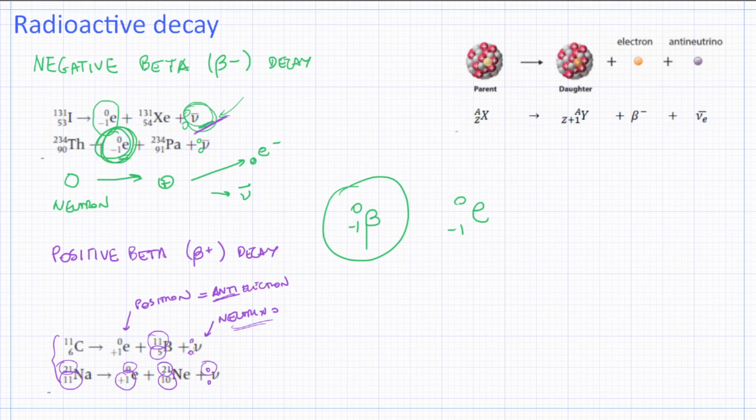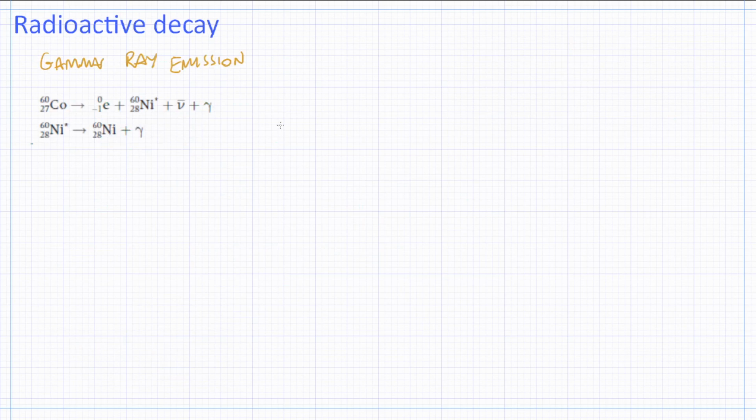And what is happening here inside of our nucleus is quite the opposite of what happened here. So instead of a neutron being converted to a proton, it's the opposite. A proton is being converted to a neutron, right? And a positron, obviously, will be ejected. Now, the last of our radioactive decays is gamma ray emission.